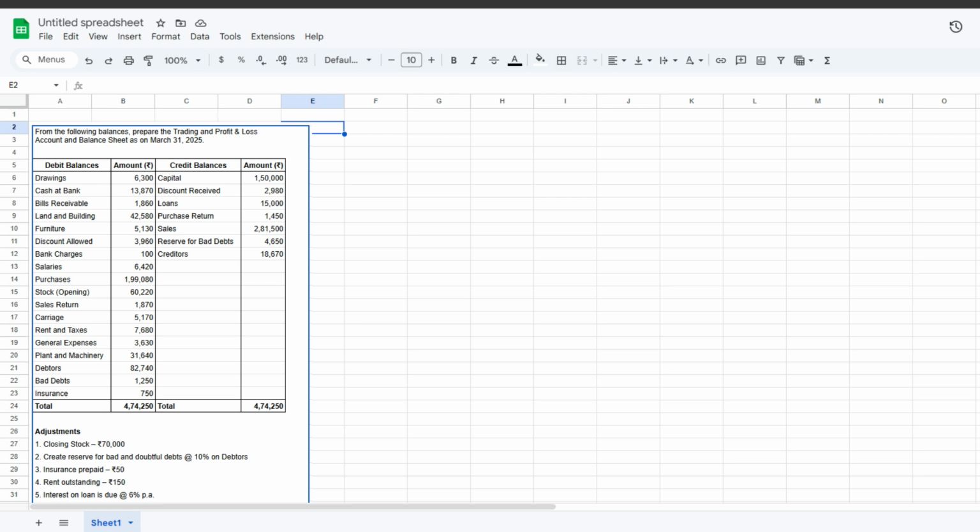And there are adjustments: closing stock 70,000, create reserve for bad and doubtful debts at 10% on debtors, insurance prepaid 50, rent outstanding 150, interest on loan is due at 6% per annum. So let's start recording. First we will record debit and credit balances, and for adjustments we will record the entries twice.